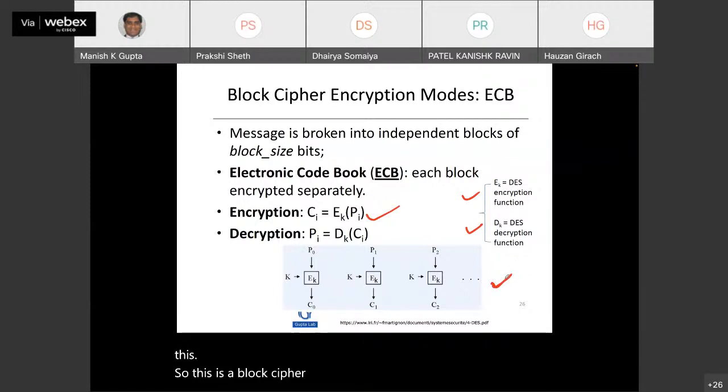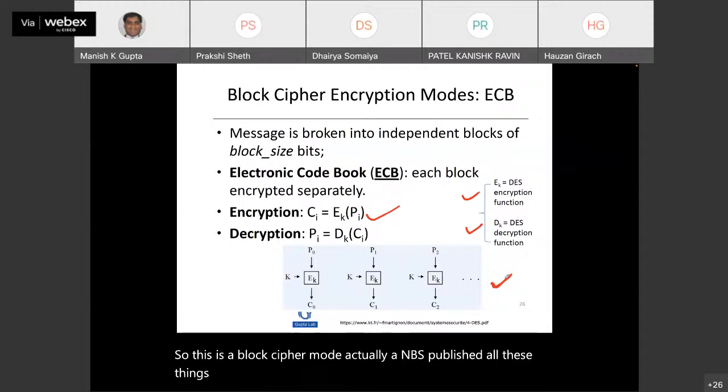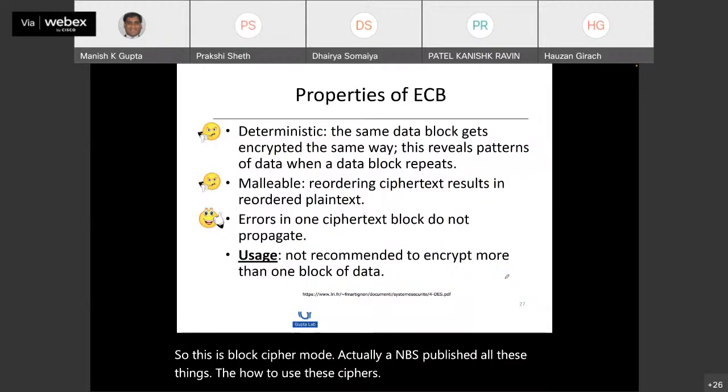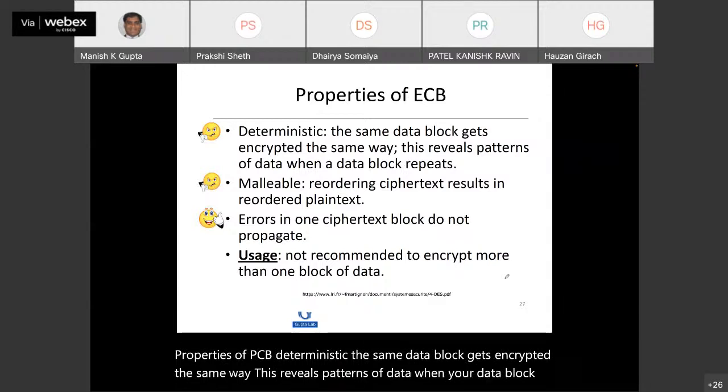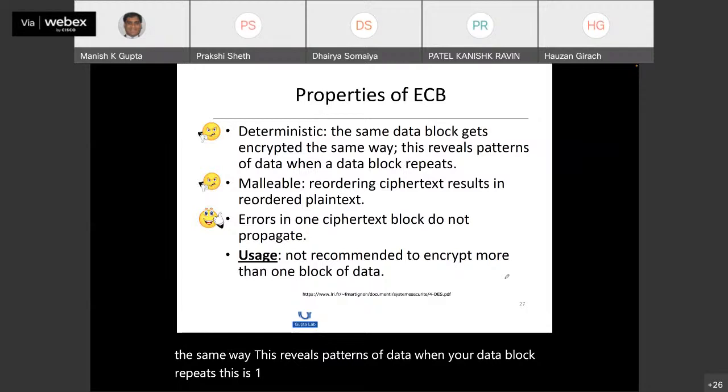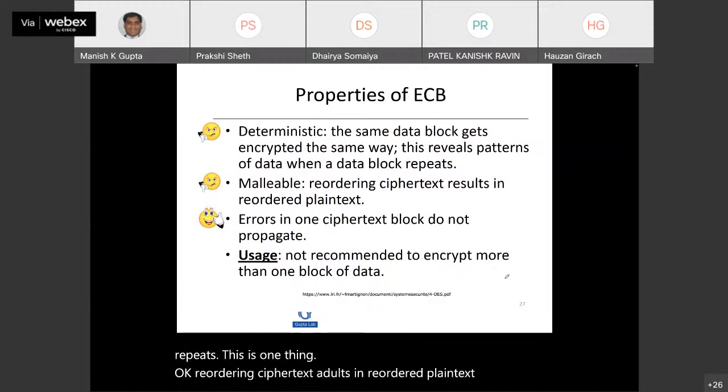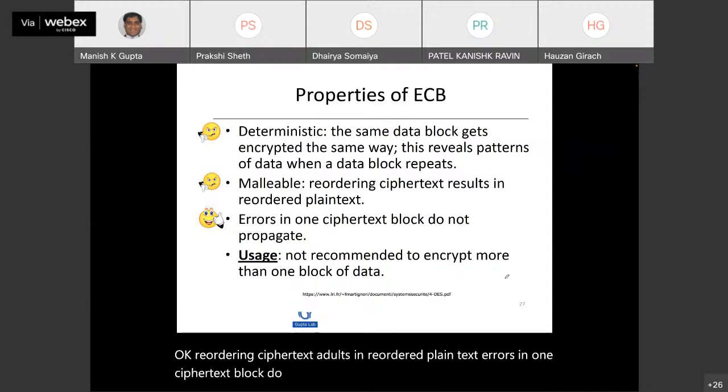Actually, NBS published all these things, on how to use these ciphers. Properties of ECB: it is deterministic. The same data block gets encrypted the same way. This reveals patterns of data when a data block repeats. Reordering ciphertext results in reordered plaintext. Errors in one ciphertext block do not propagate. So it is not recommended to encrypt more than one block of data.